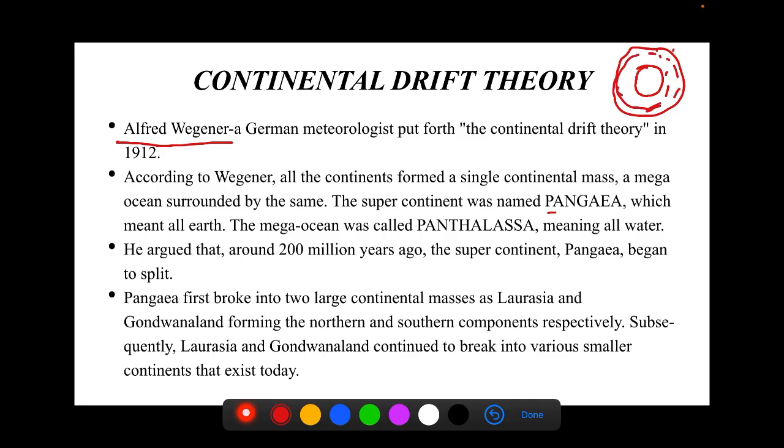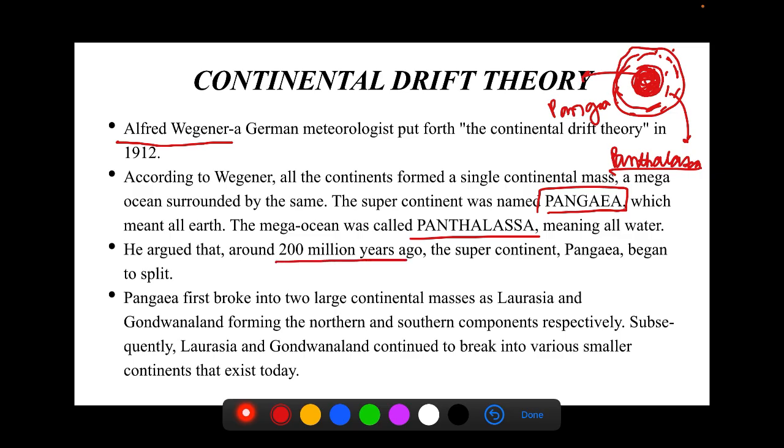Now this supercontinent was called Pangaea, as we have seen in the video, and this mega ocean is called Panthalassa, meaning all the water. So all the land was present in Pangaea and all the water was present in Panthalassa. He argued that around 200 million years ago, the supercontinent Pangaea began to split.